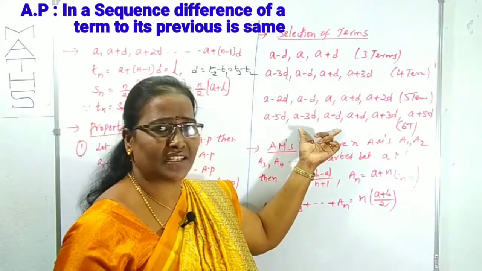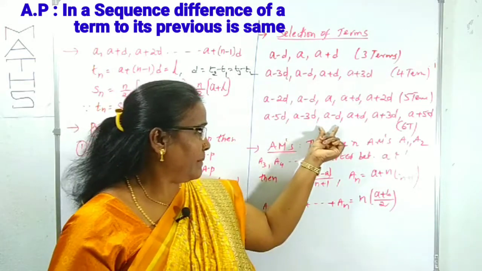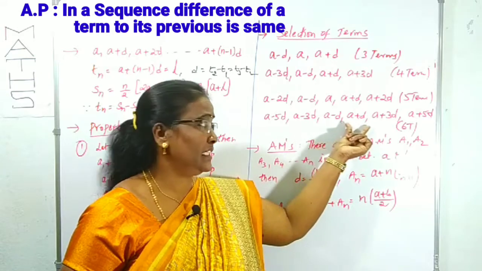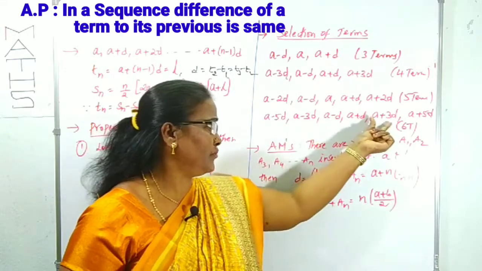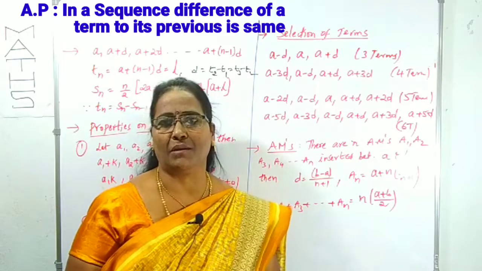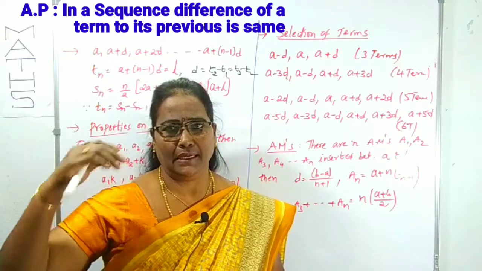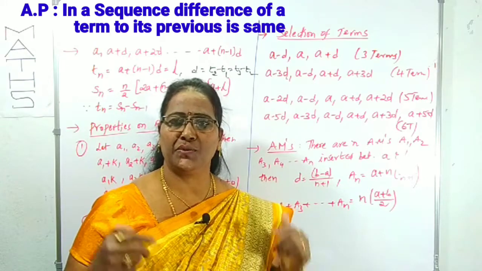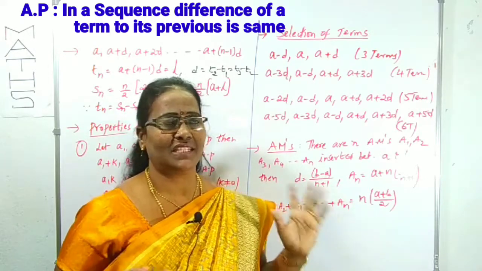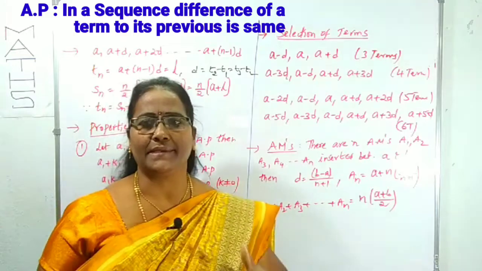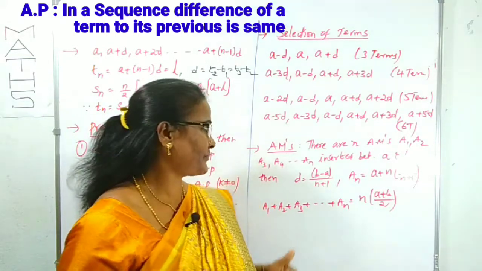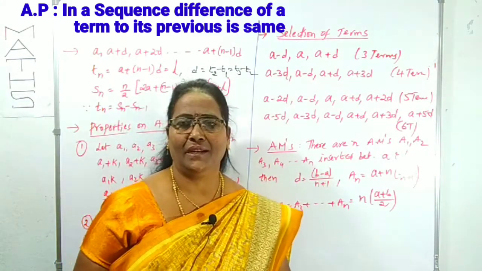Same way, in case of six terms also, we can observe that a minus d, a plus d, two terms are middle terms. The remaining four terms we can take such that the common difference will be 2d. Like that we can choose. In case of the problems, I will do some various methods also. First of all, you have to know the basic tips and tricks. Clear? Now come to the next.